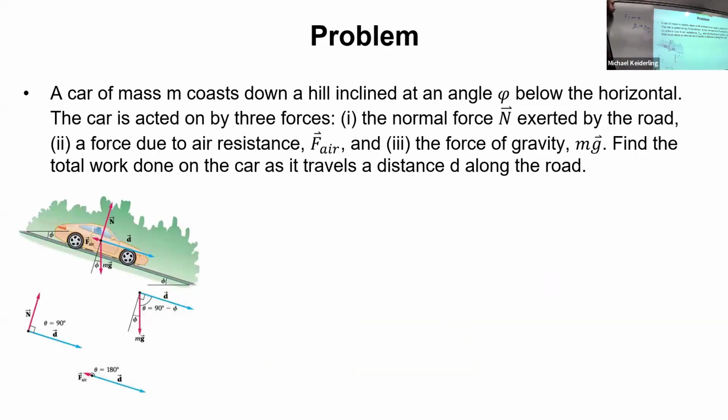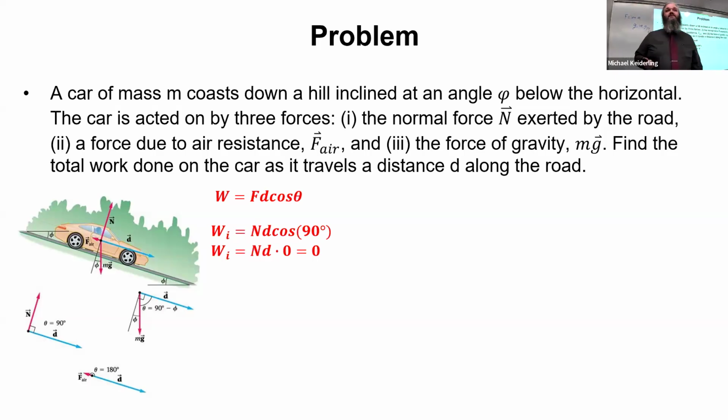So here we have this car rolling down the hill. Let's go through and work out the work done by each force. Work is force times distance times the cosine of the angle between them. Let's start with work 1. That's going to be the normal force times the distance times the cosine of 90 degrees. That will be the normal force times the distance times 0, because the cosine of 90 degrees is 0. If a force is at right angles to the movement, it does no work. So that's 0.